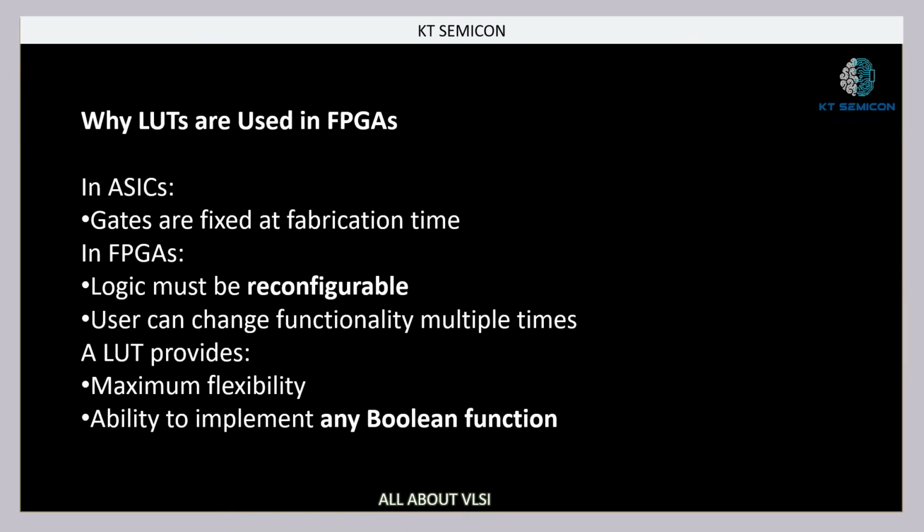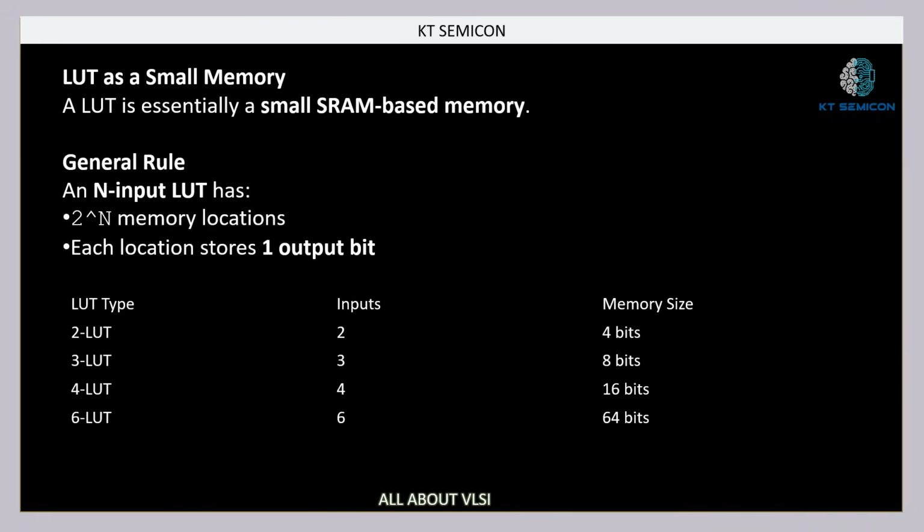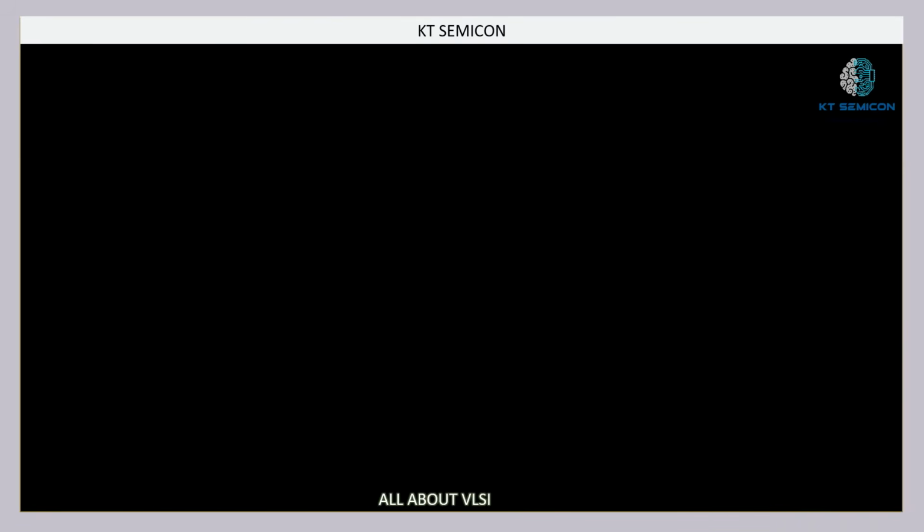And what is a LUT? ASICs have the gates fixed at fabrication time, whereas FPGAs should be reconfigurable. So we have something known as a lookup table, which has the ability to implement any Boolean function. The examples are included in the slides, which I will share with you shortly.